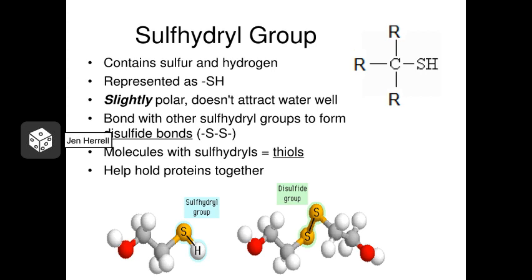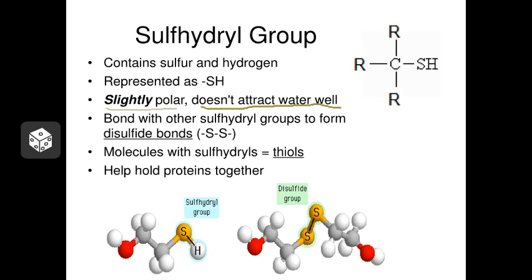Next we have the sulfhydryl group. As the name implies, this group involves a sulfur bound to a hydrogen, sulfhydryl. It's found on this molecule right here, and in this molecule down here, we see a sulfhydryl right there, sulfur and hydrogen. Now sulfur is not terribly electronegative, so we consider sulfhydryl groups to be slightly polar, but not really. They're right on the border between something that's hydrophilic and hydrophobic. It's okay to know that sulfhydryl groups don't attract water very well.